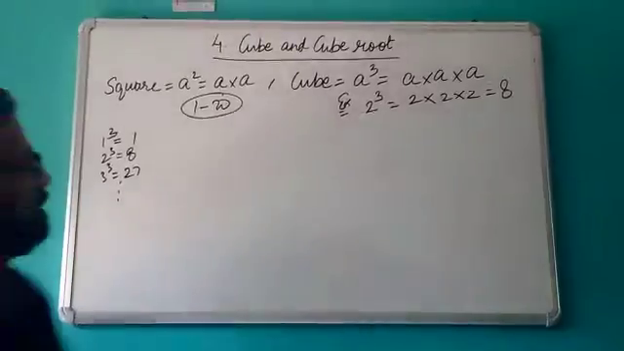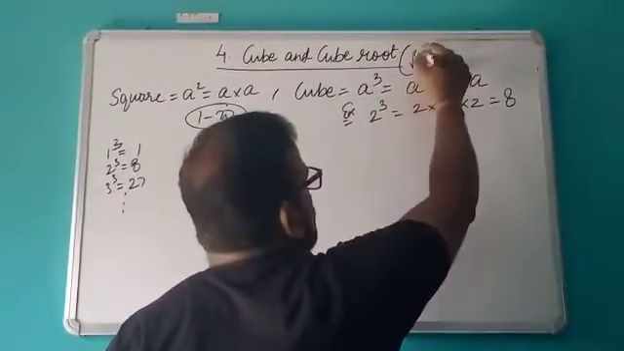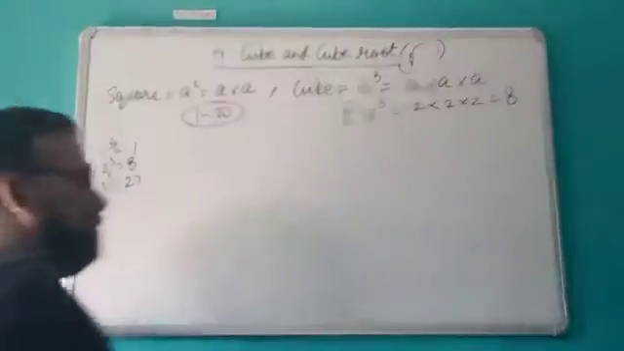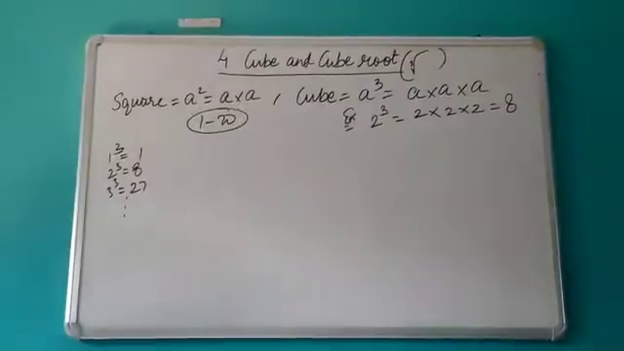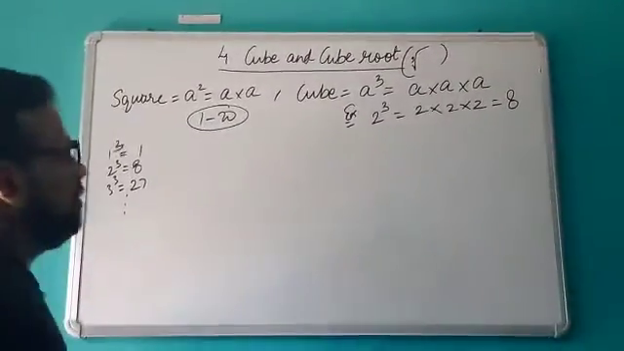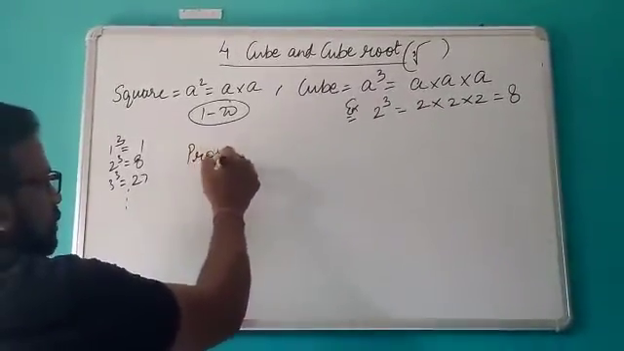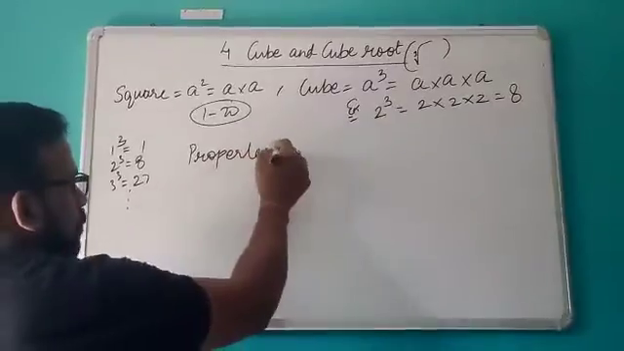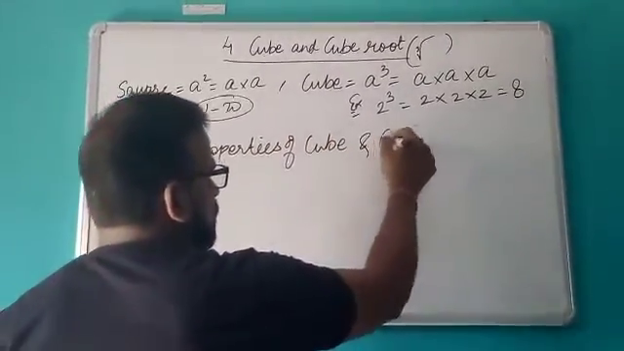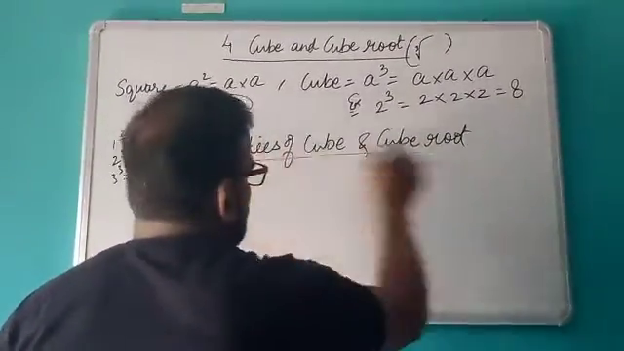Now next, this is cube and this is cube root. How are we representing cube root? Cube root like this. One root sign is there, with a 3 on it. Like there were a few properties of squares, similarly there are a few properties of cubes. Properties of cube, and you can say cube root also. We will read both the properties together.